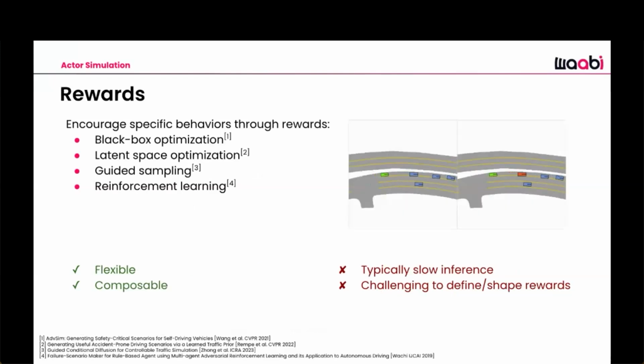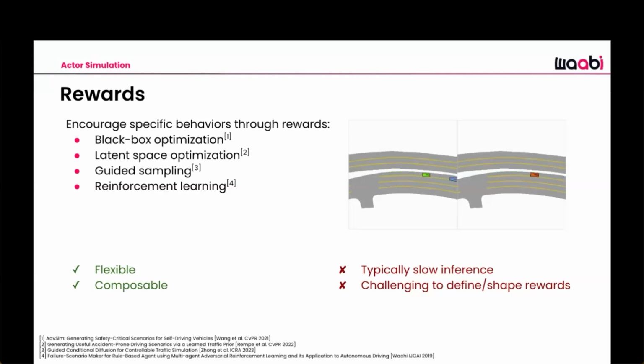Cool. Recently, a couple papers have also explored how to control actor behaviors through specifying a reward function for how we'd like them to behave. So using this reward function, we can then use a variety of different techniques to generate the kinds of scenarios we want. So for example, AvSim uses black box optimization to optimize a collision-seeking objective, thus generating adversarial actor behaviors that stress test the SDV.